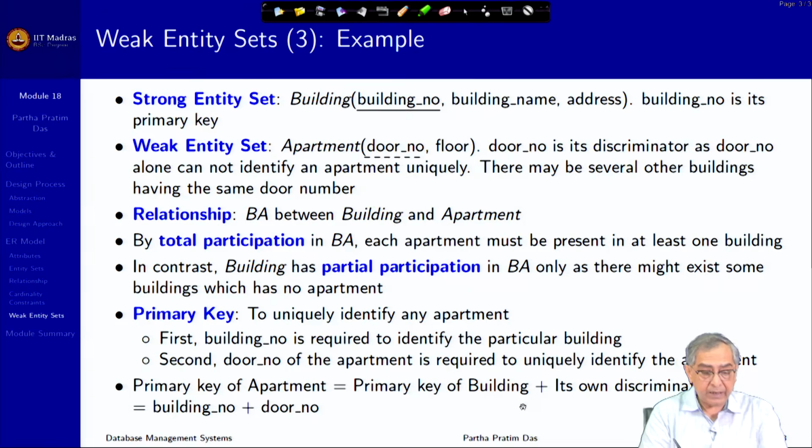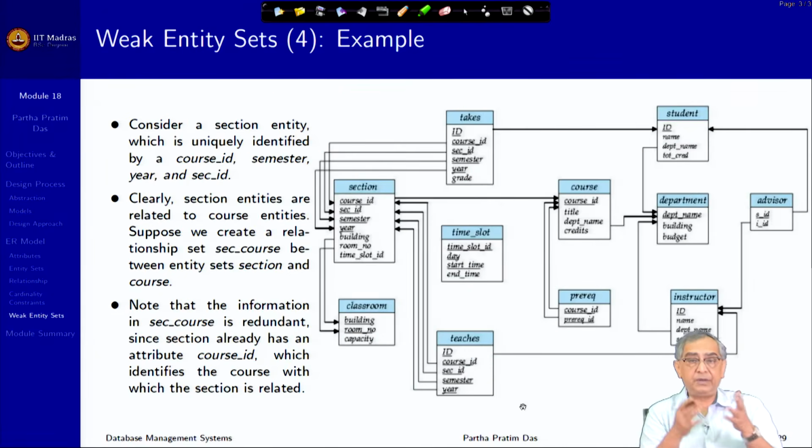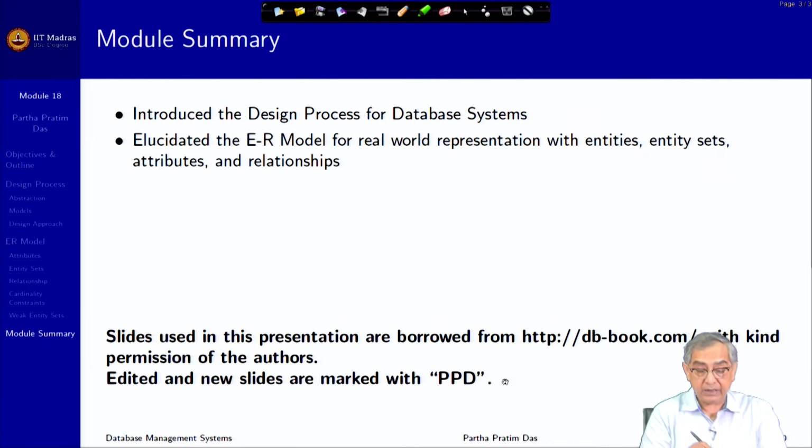We will see that weak entity sets have a lot of requirements. This is just another example from the course schema that we have been using. I will encourage you to study this and understand. So, this brings us to the end. We have discussed the initial part of the design process of database systems and getting into the logical modeling, and elucidated the framework of the ER model, and we will continue with this in the next module.